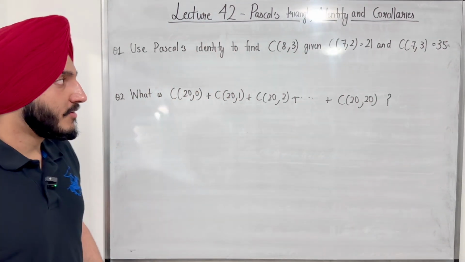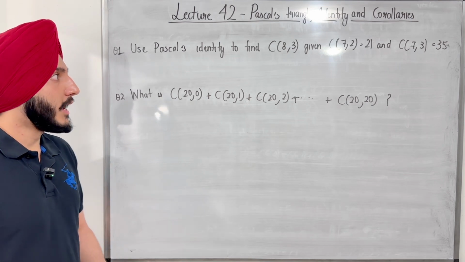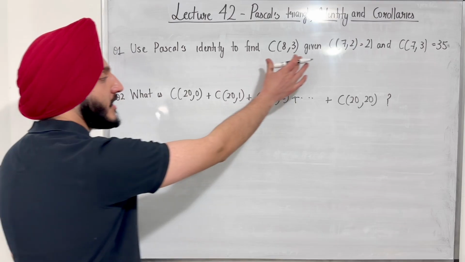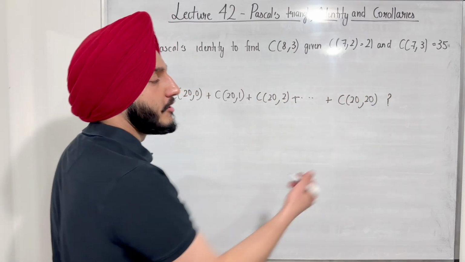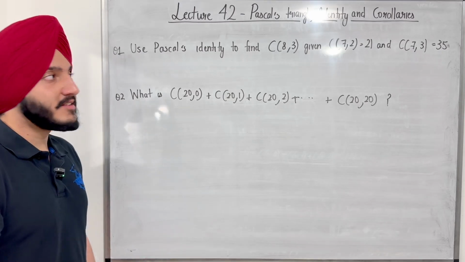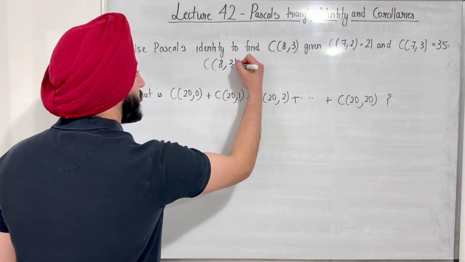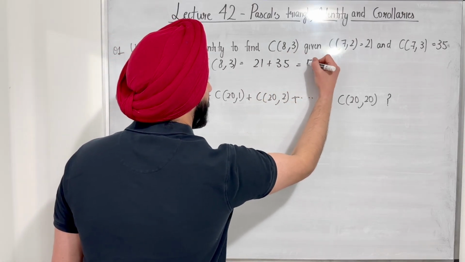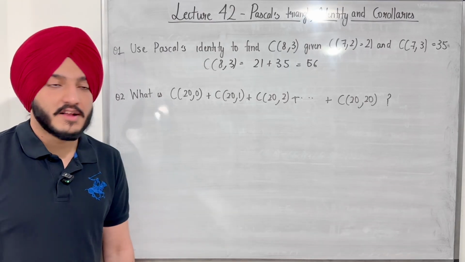Okay, everyone. I've given these two questions on the board, so try to pause the video and answer them. Okay, for the first question, very simple to understand. Use Pascal's identity to find C(8,3) given C(7,2) equals 21 and C(7,3) equals 35. This is simply the Pascal's identity. So C(8,3) would simply be 21 plus 35, which is going to be 56, right? I hope you're able to understand. We simply use the Pascal's identity.